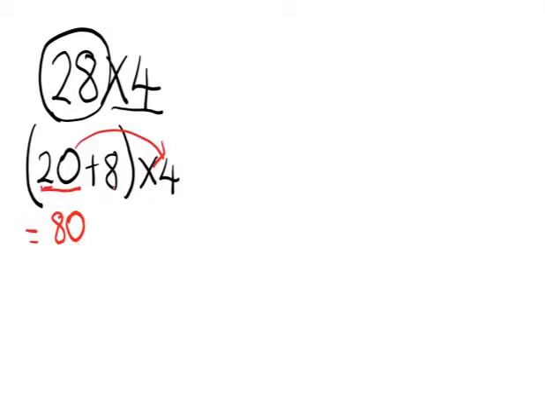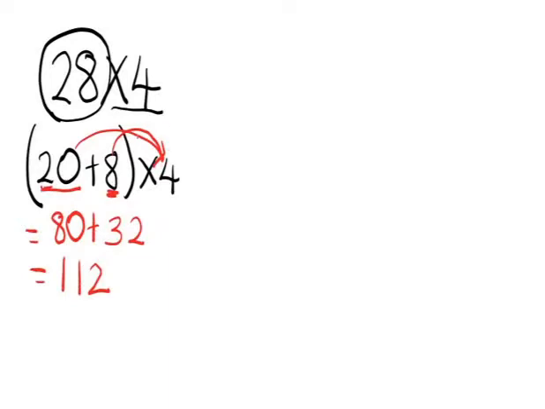Okay, next is the number 8 from 28. And we're going to multiply it also with the 4. So 8 times 4 is 32. And then we're going to put our answers together. And 80 plus 32 is actually 112.